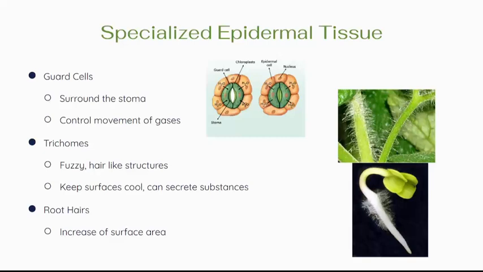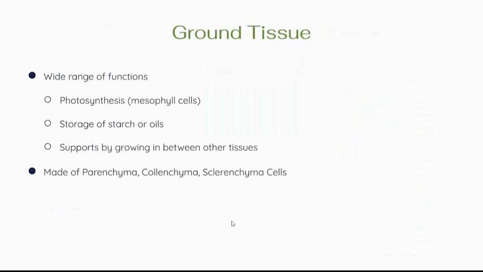Trichomes. They are fuzzy, hair-like structures. They keep the surfaces cool, and they can secrete substances. Ooh, delicious. Now, root hairs, well, they're in the root, as it says. They will increase the surface area, and just like villi and other things that increase surface area, it basically means there will be more water absorption.